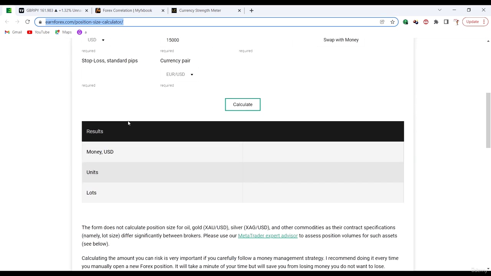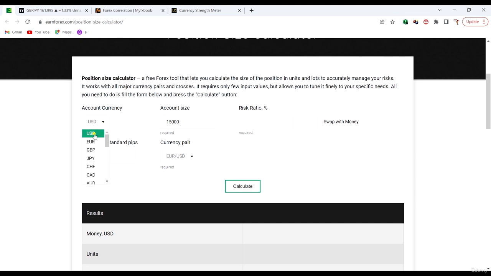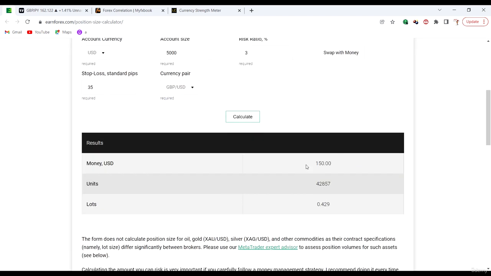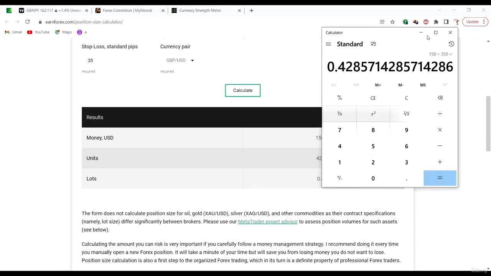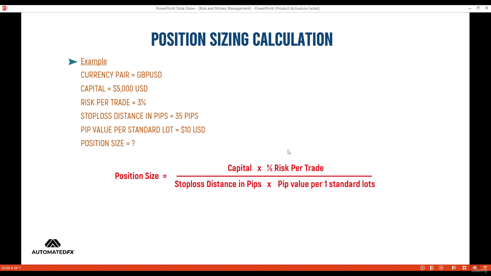Okay, so when you come, the first thing you do is choose the account currency. Here, I am going to choose USD, and then the account size. So let's just choose $5,000 so that we compare it with what we have in our example here. Okay, then risk percentage is 3. Then we now have the stop loss in pips. We have 35 pips, and we have the currency pair as GBP USD, right? GBP USD. So when we calculate our lot size, now we see the lot is 0.4, just like what we have here, 0.4. So that's the last thing about position sizing I want you to know.